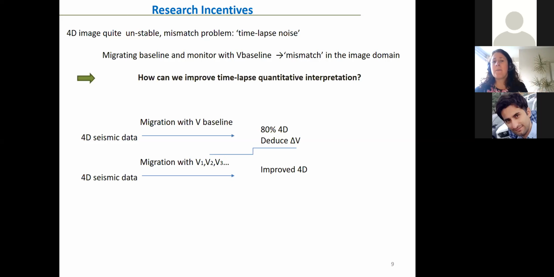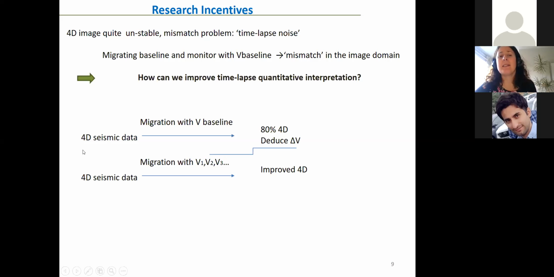domain. But there is no way to migrate the monitor data from the beginning with the correct velocity, because that's exactly what you're trying to find. So it's almost like a chicken and egg paradox. So you're trying to extract the velocity change from 4D, but at the same time, you're saying you cannot have a proper 4D unless you know the proper velocity of the monitor, which you're trying to extract, okay? So that's an impossible problem. So how would you go around that?